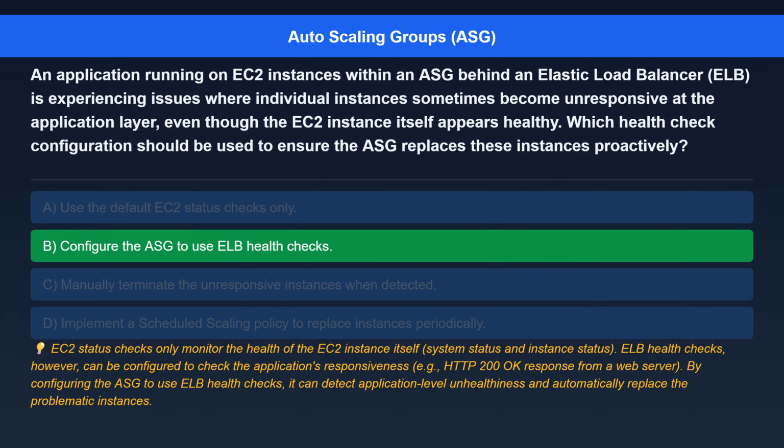The correct answer is configure the ASG to use ELB health checks. Here's the explanation. EC2 status checks only monitor the health of the EC2 instance itself, system status, and instance status. ELB health checks, however, can be configured to check the application's responsiveness, e.g., HTTP 200 OK response from a web server. By configuring the ASG to use ELB health checks, it can detect application-level unhealthiness and automatically replace the problematic instances.